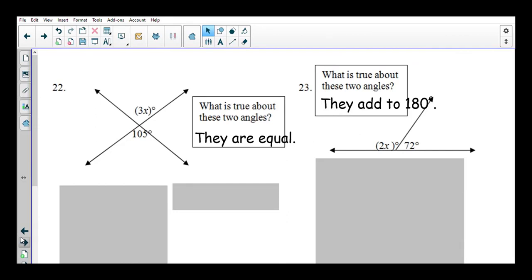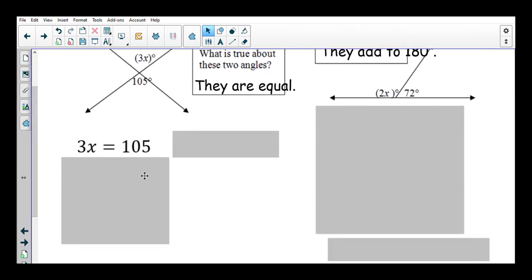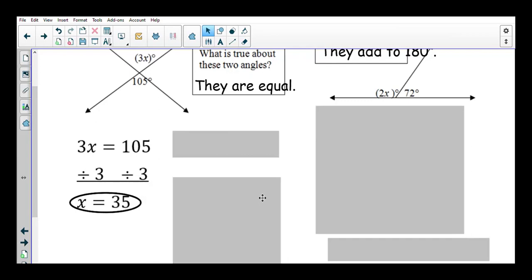So number 22. Again, we want to identify what's true about these two angles. These are vertical angles. Again, anytime you have two lines that intersect, you're looking at vertical angles more than likely. So they're equal to each other. So just set 3x equal to 105. That's a one-step equation. That's easy. Divide both sides by 3. We get that x equals 35.